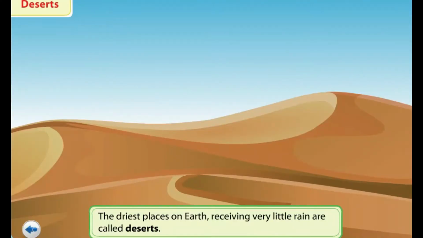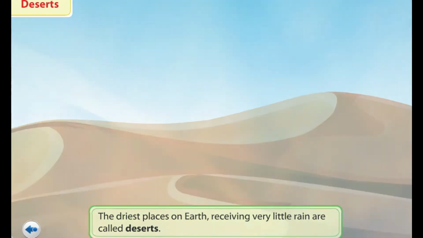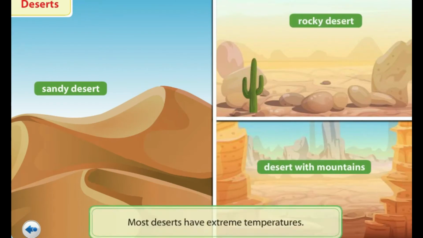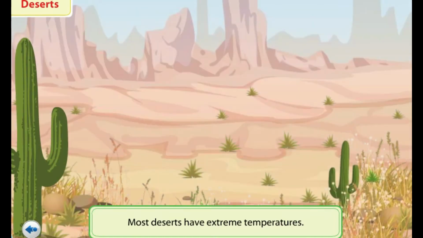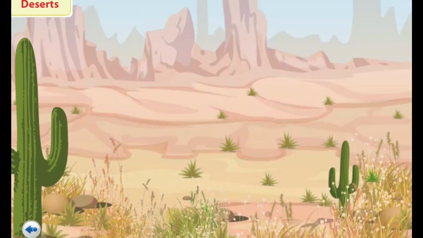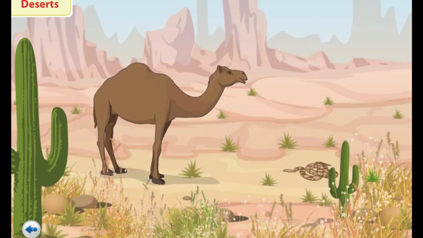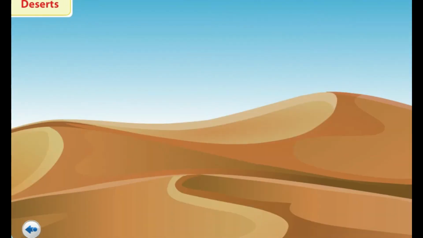The driest places on Earth receiving very little rain are called deserts. Some deserts are sandy, some are rocky, and some have mountains. Most deserts have extreme temperatures. They are very hot during the day, but very cold during the night. Only those animals and plants can live in the desert which can survive a long time without much water. The Sahara Desert of Africa is the largest desert in the world.